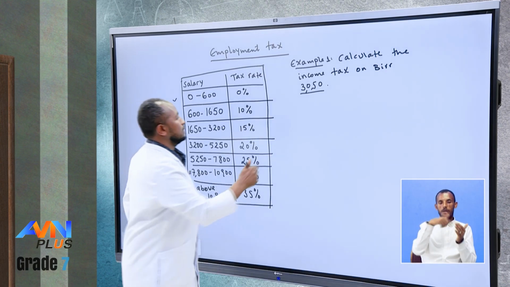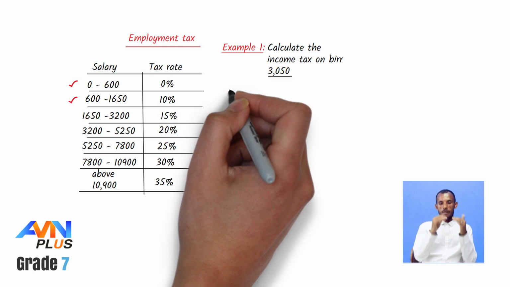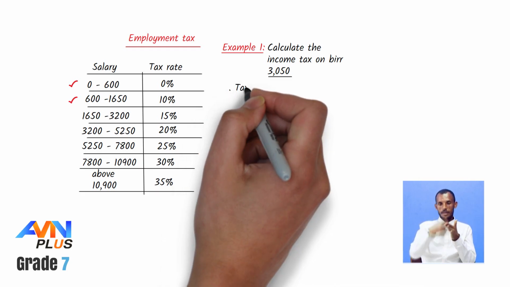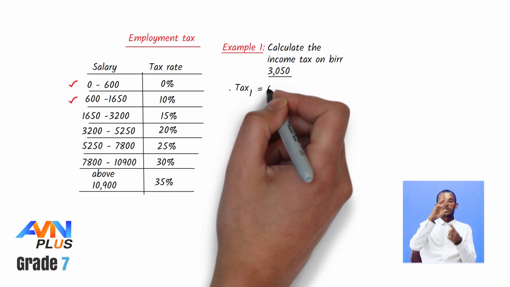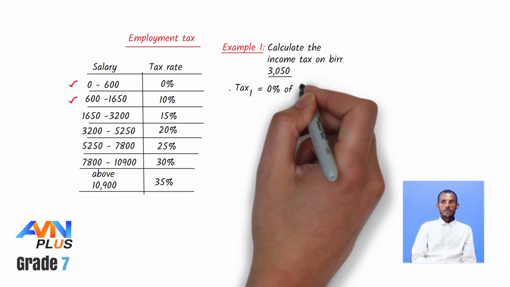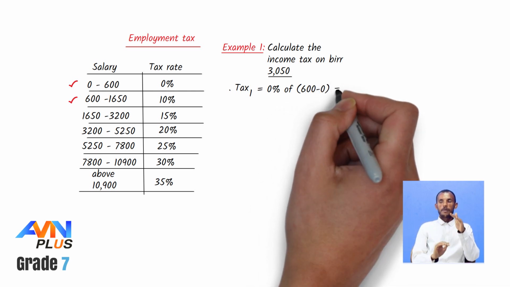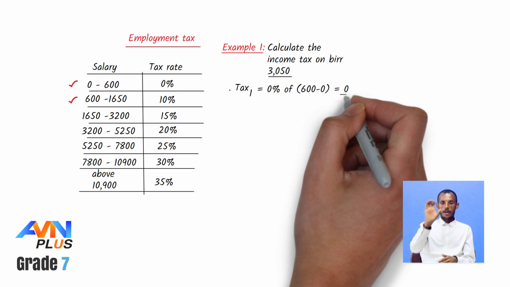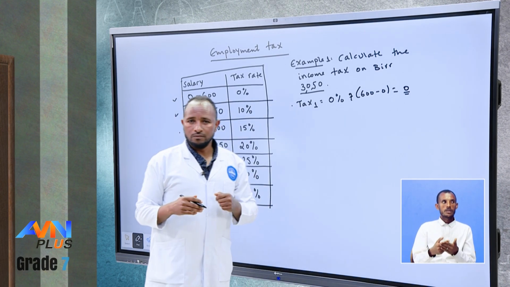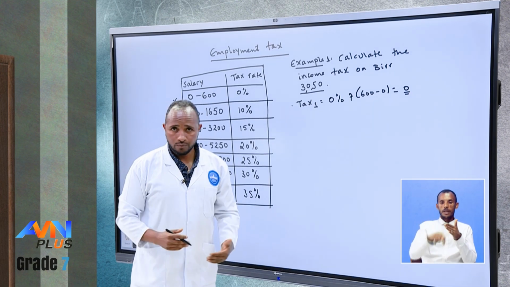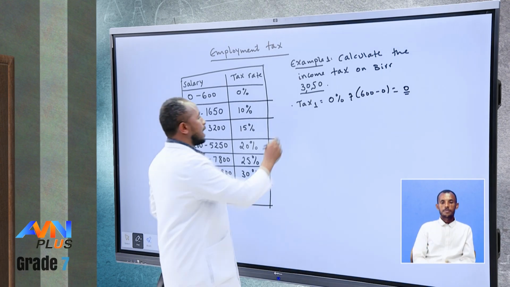Now for interval 1, let's call it tax 1. This is for the interval 0 to 600. For this, 0% of the difference, 600 minus 0, will be paid. This will be 0. For this interval of income, the tax paid will be 0. Now we'll proceed to the next portion, tax 2.